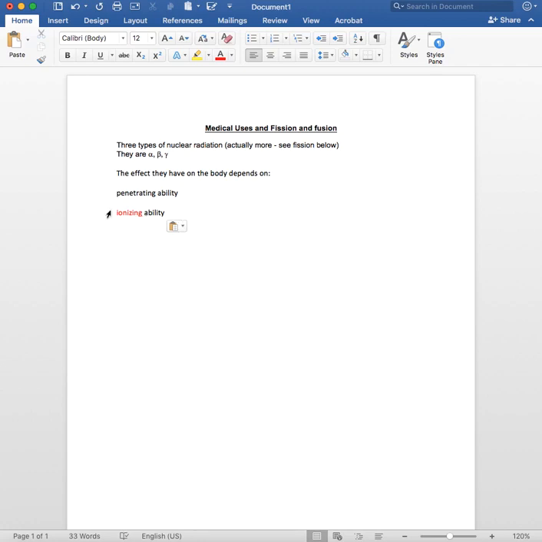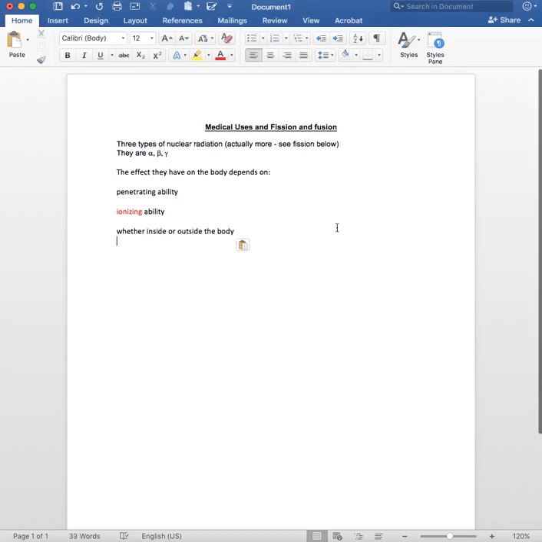Now, this term ionizing is a term that you would need to be able to define. In this particular context of radiation, it is the removal of electrons from the atom. Of course, in chemistry, it could be the addition of electrons, but in this context, it is the removal of electrons from the atom. So, alongside that consideration is whether this isotope is inside or outside the body. Alpha inside is tremendously dangerous, outside is not.